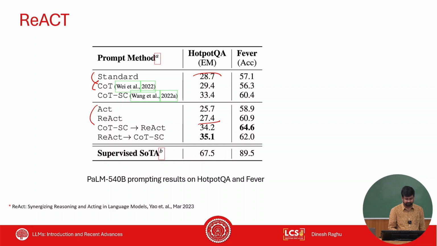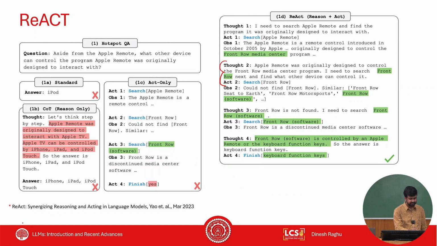So basically what they figured out was that the source of failure for React and COT are different. Like you saw in the previous example, COT gives you a really plausible answer, even though its chain of thought is incorrect. Many a times, the chain of thought is not right, but still it arrives at the right answer, right?